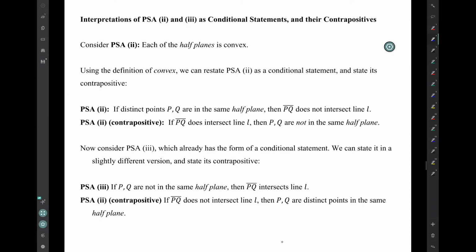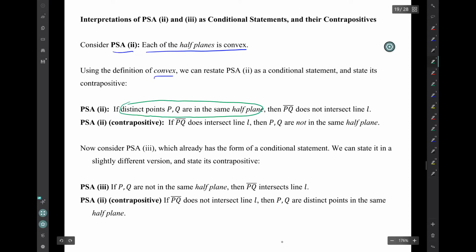First of all, consider PSA2. It says each of the half planes is convex. Now, using the definition of convex, we can restate that as a conditional statement, and we can state its contrapositive. Here's the conditional statement version of it. If distinct points P and Q are in the same half plane, then segment PQ does not intersect line L. So that conditional statement is a statement of the fact that the half planes are convex. Now there's a contrapositive version of that same statement.